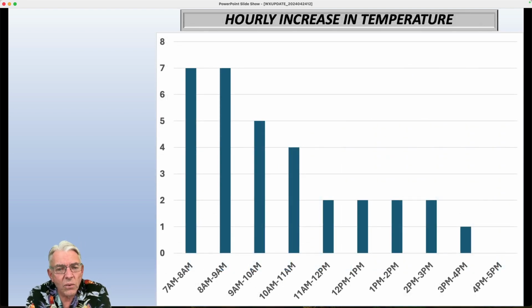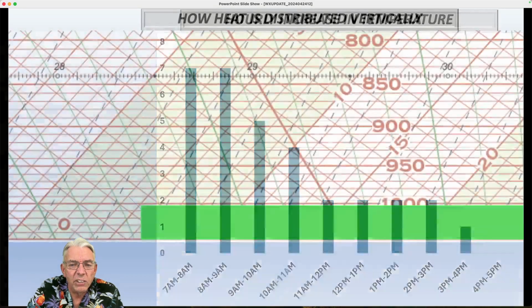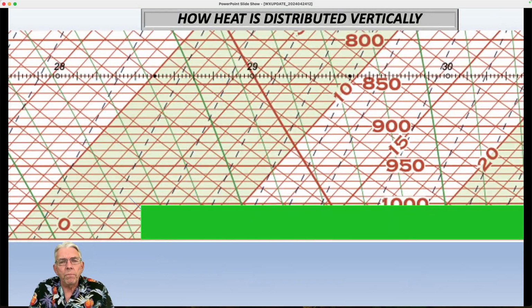Here's another way of looking at it graphically. This is the number of degrees that the temperature went up during these hour-long periods. So we had a 7-degree jump from 7 to 8 and 8 to 9, and then it dropped to 5, and then 4, and then 4 consecutive hours of 2, and 1 hour where it was only 1 degree, and there's no bar on 4 to 5 because the temperature did not change. So why is that? Why do we have a rapid increase in temperature to start and then it levels off as we head into the afternoon? So we're going to be talking about how heat is distributed vertically in the atmosphere, and this is what we call a skew T log P chart.